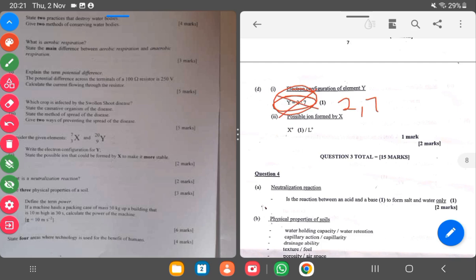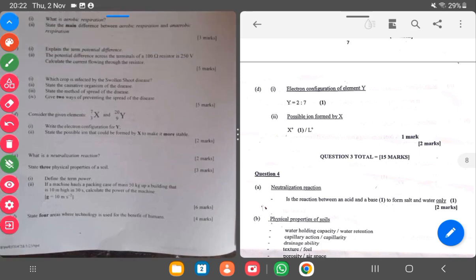Okay, so just state a possible ion that could be formed on X and is more stable. So X, which as I mentioned is lithium, is Li, not L. So it will have a positive charge because it has one electron on the outermost shell. It's likely to lose it, so it's going to be Li plus, plus as a superscript.